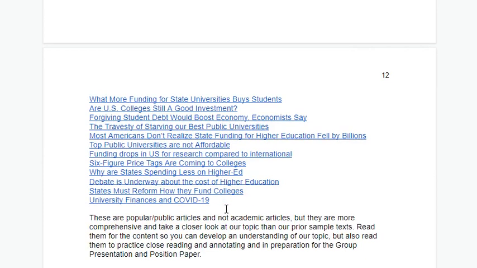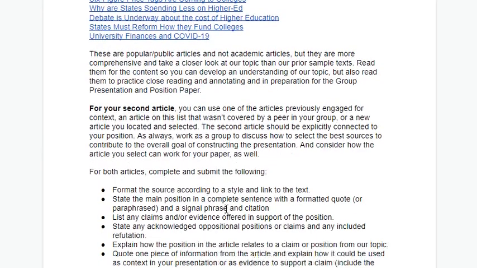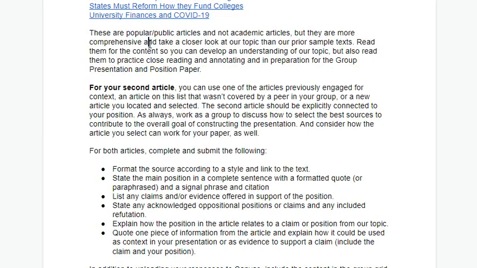Below is a list of about 12 articles that you can choose from. These are popular public articles and not academic articles, but they are more comprehensive and take a closer look at our topic than our prior sample texts. Read them for the context so you can develop an understanding of our topic, but also read them to practice close reading and annotating and in preparation for the group presentation and position paper.